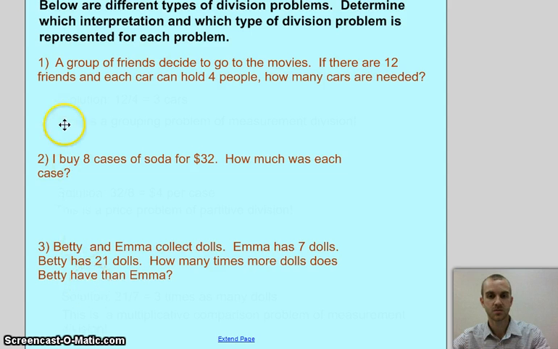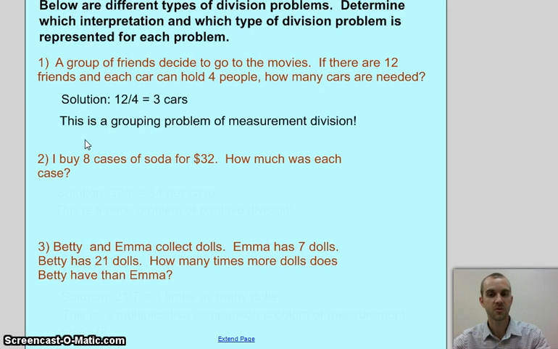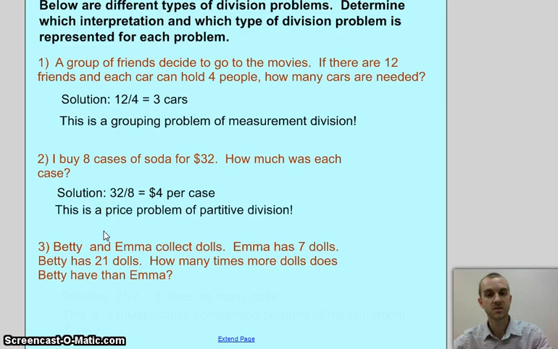Now let's look at these examples. Say a group of friends decide to go to the movies. If there are 12 friends and each car can hold 4 people, how many cars are needed? And this would be 12 divided by 4 tells us how many cars in this problem. And this is a grouping problem with measurement division because we're trying to figure out how many groups we can make. The next one, I have 8 cases of soda for $32. How much is each case? It's $4 a case. And it's partitive division, and it's a price problem because we're dealing with money and we're trying to figure out the price of each case.